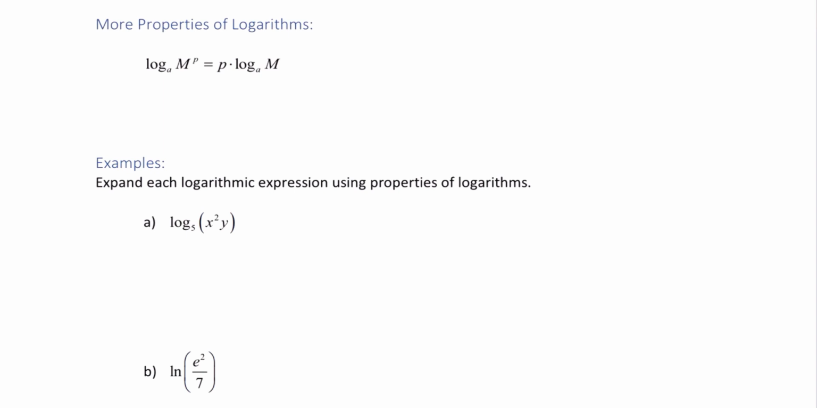One final property of logarithms is log base a of m raised to the p equals p times log base a of m. Basically, when we have a logarithm out front and we have an exponential expression, we can take that exponent and drop it down in front of the log. This property is really quite helpful later when we're solving equations.